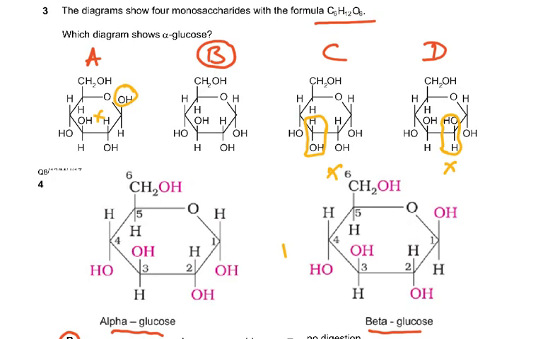If you look at this question, which ones were wrong? A was wrong because of this. C was wrong because of this. The yellow ones which I've marked are the ones which were wrong, and why they were wrong. So you have to know the structure of alpha and beta glucose, not just carbon 1, but the rest of it as well.